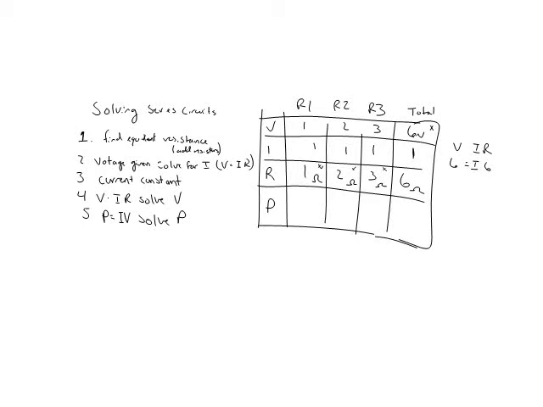Once you filled this out, that's the easy part. I want you to use P equals IV to double check your circuit and make sure it's right. So we're going to go V times I, and down here as well, V times I. And then here's the double check.